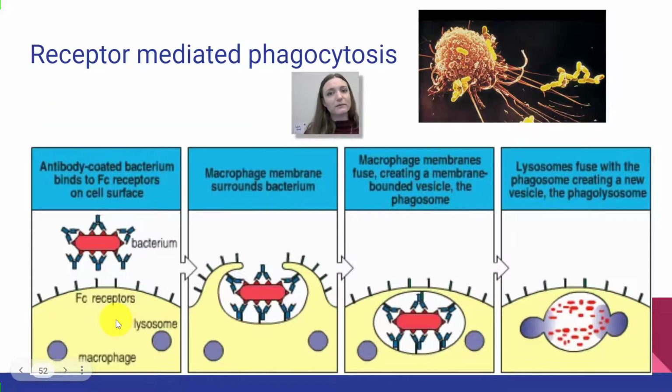But how does this work for macrophages? What is their receptor that they're looking for? So macrophages have little extensions of their body on their cell surface. They're super cool, but they have extensions of their body that are coated with these specific receptors that we call Fc receptors. And basically what these receptors are looking for are antibodies. They're really looking for an antibody-coated bacterium.